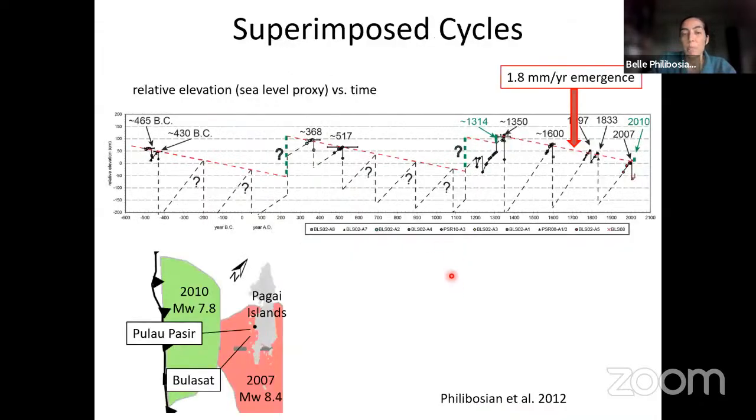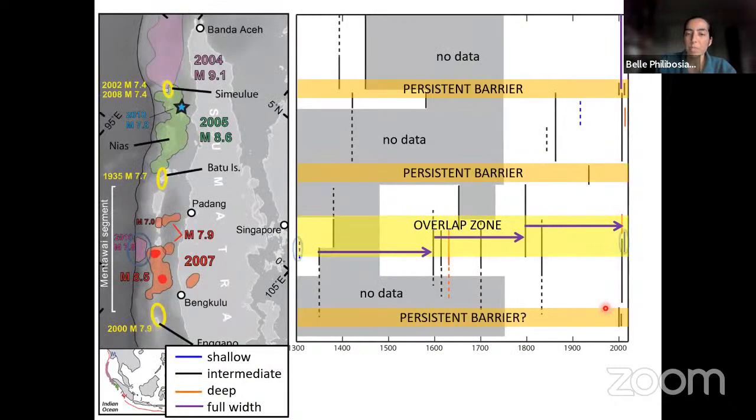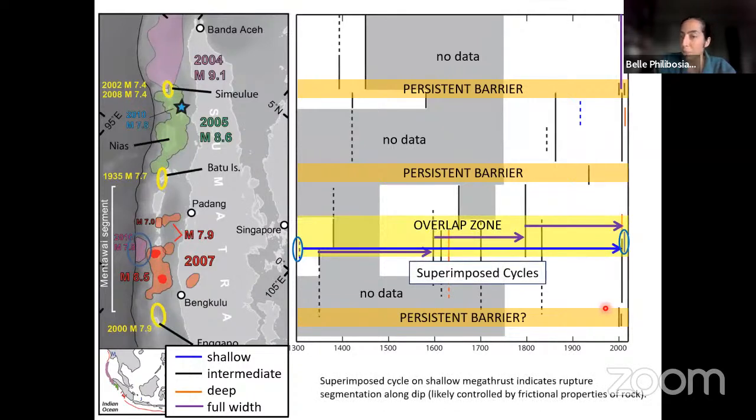And I'm not going to go into the details here. You can look at the paper if you'd like to know more, but we find evidence by comparing all the coral data that we have for this site over 1,000 years of data. We find evidence that this type of event might be happening about every 1,000 years or so. So this is what we might call a superimposed cycle, where we have this longer recurrence interval of a different type of event that is superimposed on the more frequent cascades on the main part of the Mentawai segment.